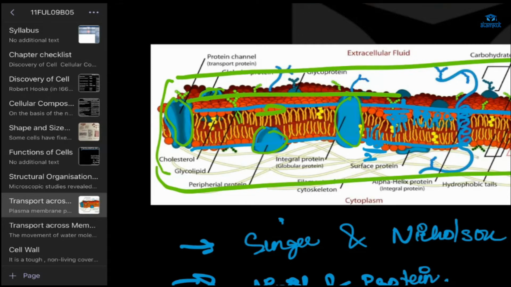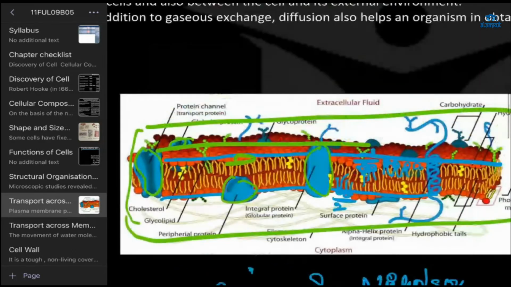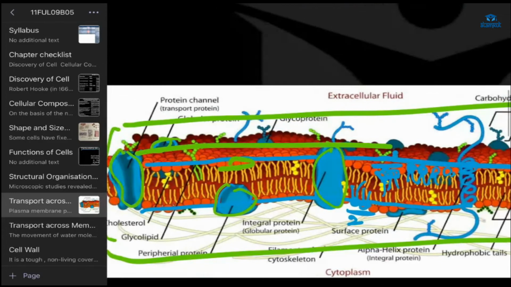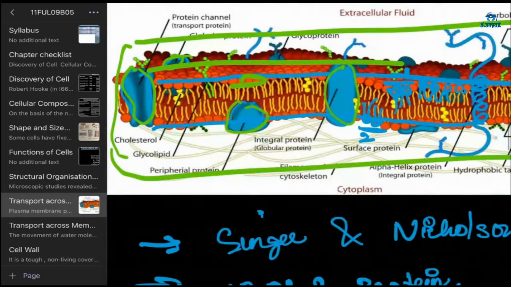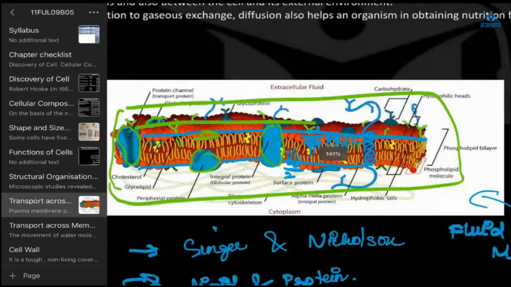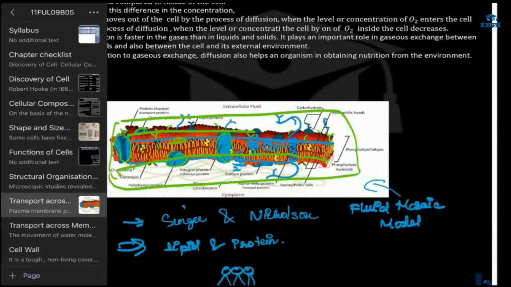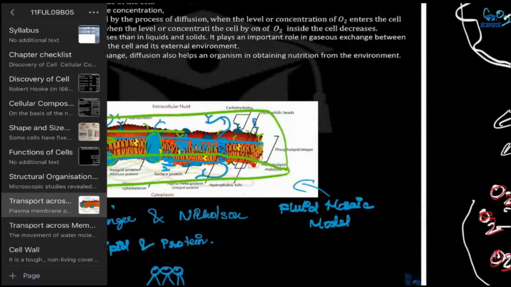Then intrinsic. Ma'am, what is extracellular fluid? Yeah, this is extracellular fluid. It is like this. Now we have cytoplasm, right? We have our cytoplasm here, and this is the outside part. There will be some spaces, right?